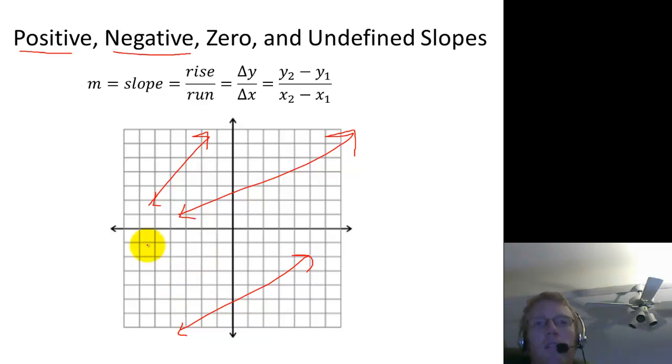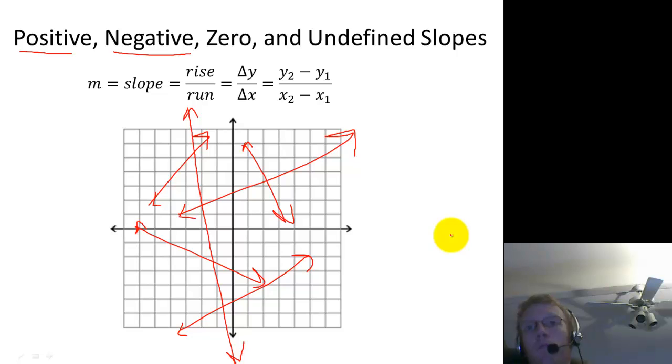Negative slope would be downhill, so this line would have a negative slope. This line would have a negative slope. This line would have a negative slope. So you notice it doesn't matter which quadrant they're in, whether they're on the left, the right, the top, the bottom. It only matters what the direction is. So all the ones with negative slope, they go down and over, down and over. Here we go, down and over. All the ones with a positive slope went up and over. So from here we went up and over. Here we went up and over. Here we went up and over.